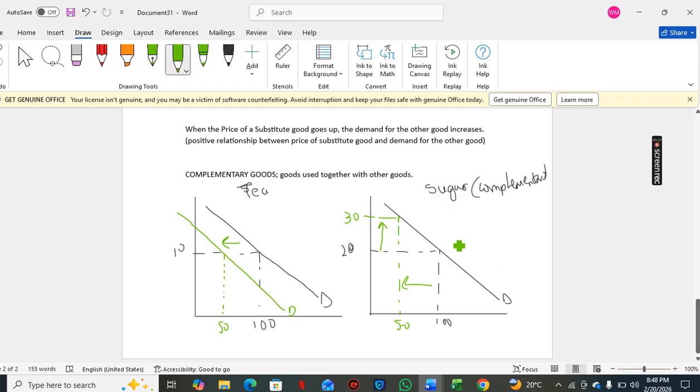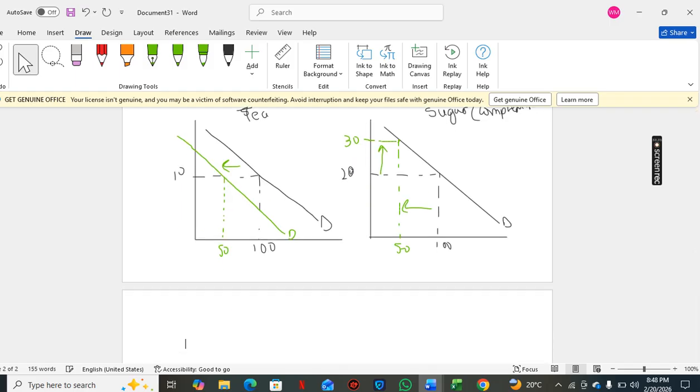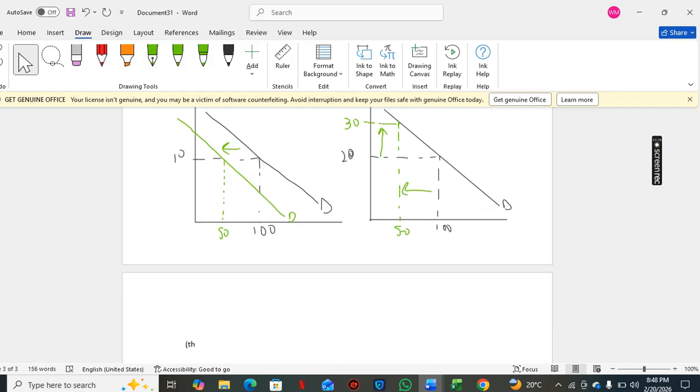So here the main law that you need to remember is there is a negative relationship between the price of a complementary good and the demand of the other good.